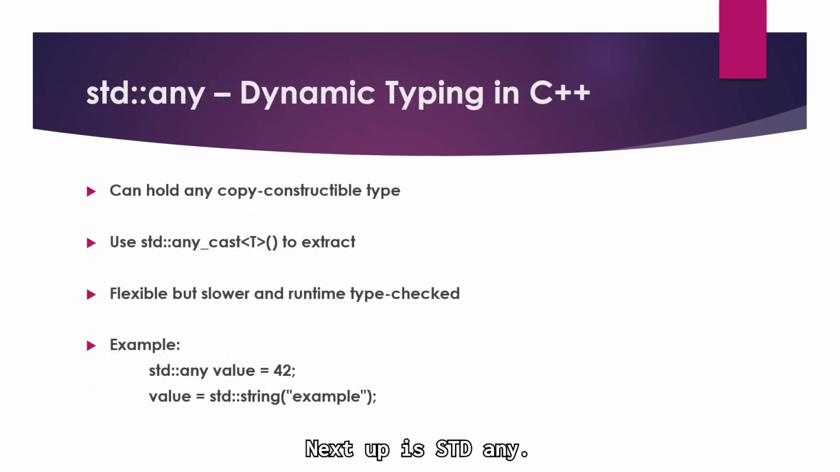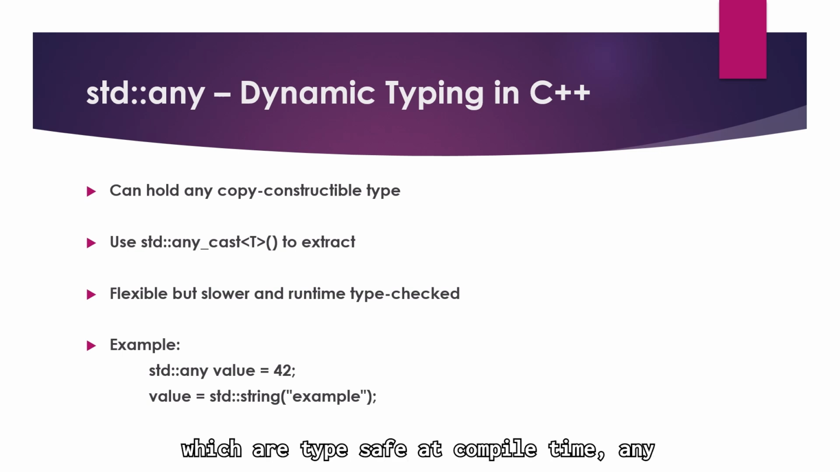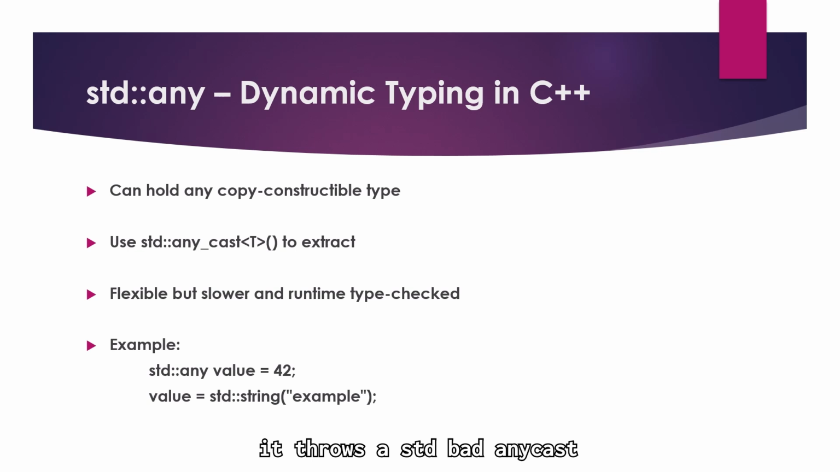Next up is std::any. Any allows us to store any copyable type. This is runtime polymorphism in C++. We don't need to know the type at compile time. For example, you can store an int, a std::string, or a user-defined type inside an any object. However, unlike optional and variant, which are type safe at compile time, any requires runtime checking. You can retrieve the stored value using std::any_cast, but if the type does not match, it throws a std::bad_any_cast exception. While any is flexible, it comes with a performance overhead and a loss of type safety, so use it when you really need that flexibility.